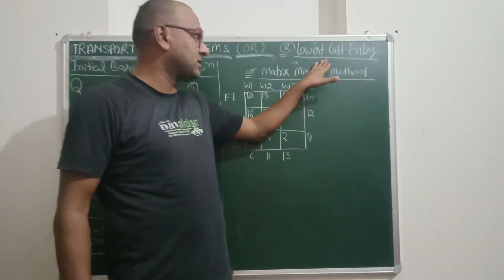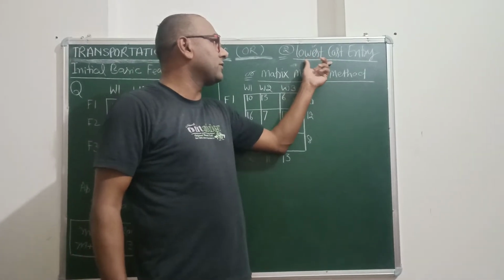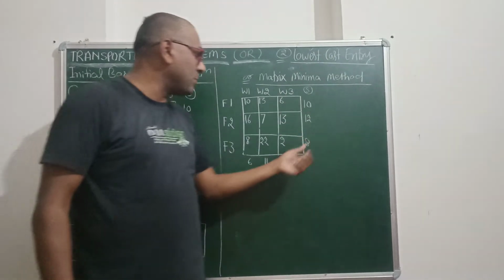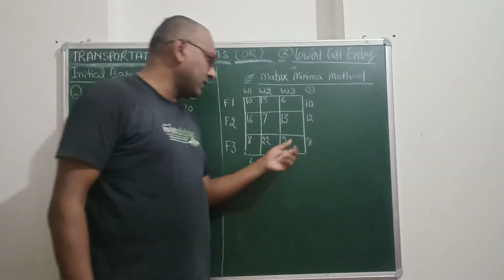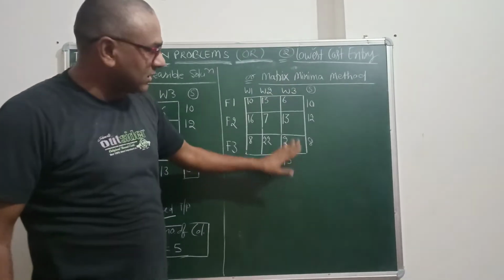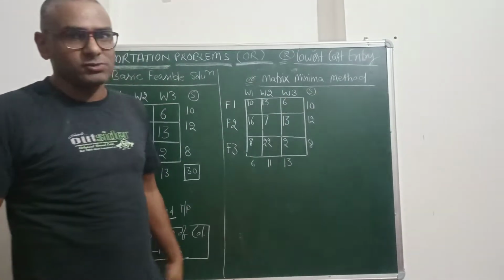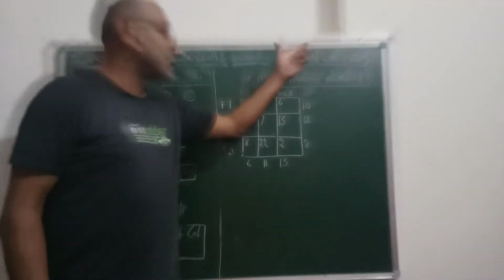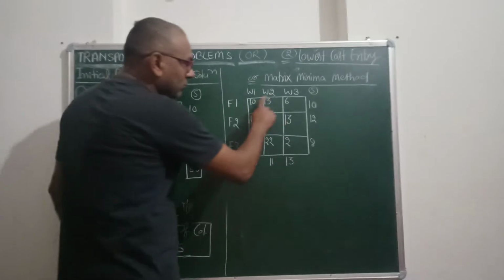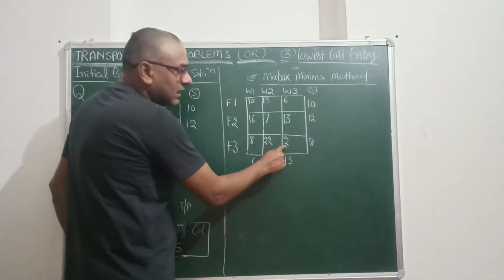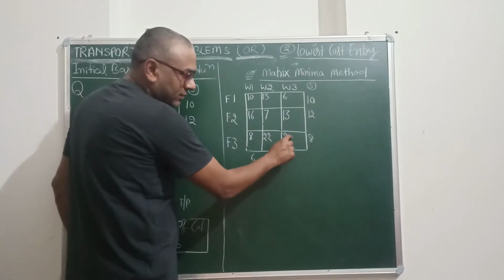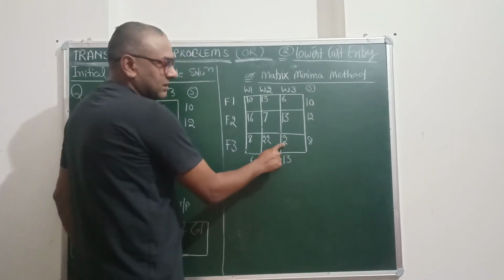As the name suggests, we have to start with the allocation which has the minimum unit cost, and after allocation is made to that unit, we will proceed in a similar manner for the entire allocations. So as the name suggests, first of all we have to find the minimum value from the allocation. In this case 2 is the minimum unit cost, so the first allocation will be made to this cell.